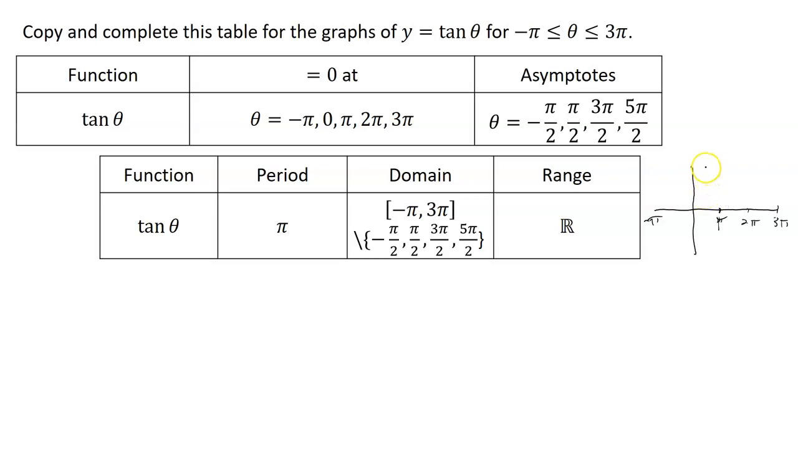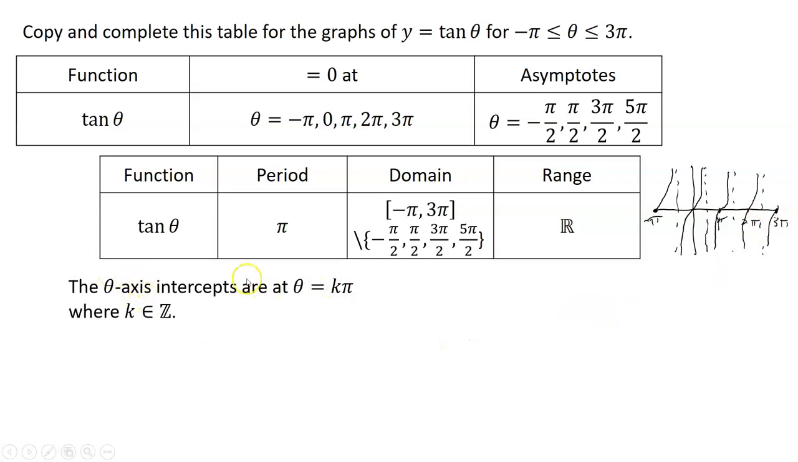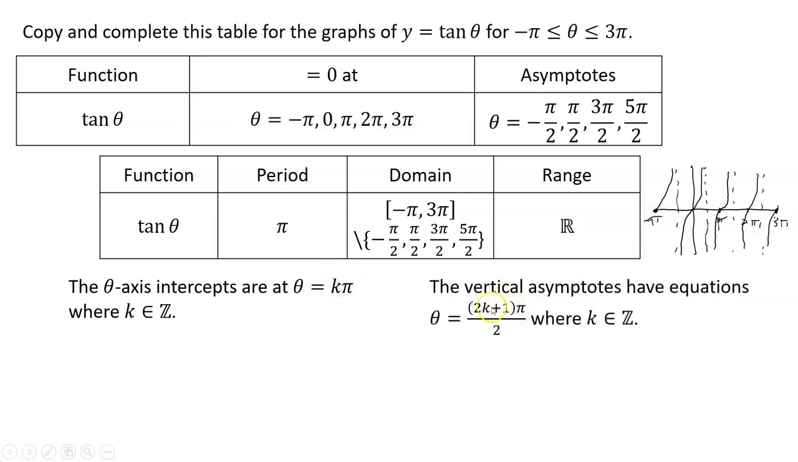We have an asymptote at all of the odd multiples of pi divided by 2. And then our graph goes in between like so. It's inclusive, so we make sure we include our endpoints as solid dots. Okay, the theta axis or x-axis intercepts are at multiples of pi, all integer multiples of pi, and the vertical asymptotes are at odd multiples of pi over 2.